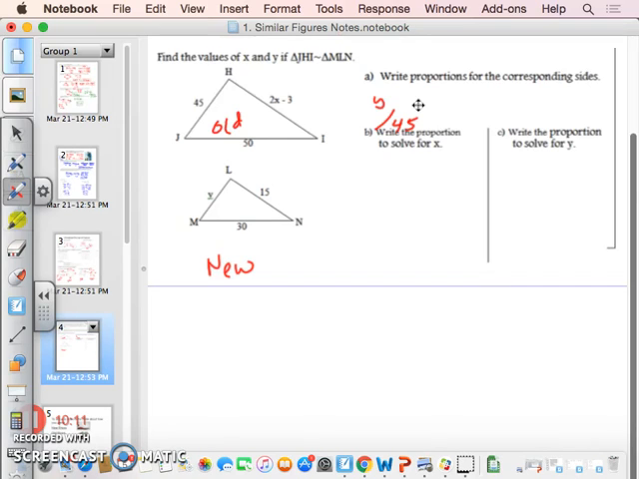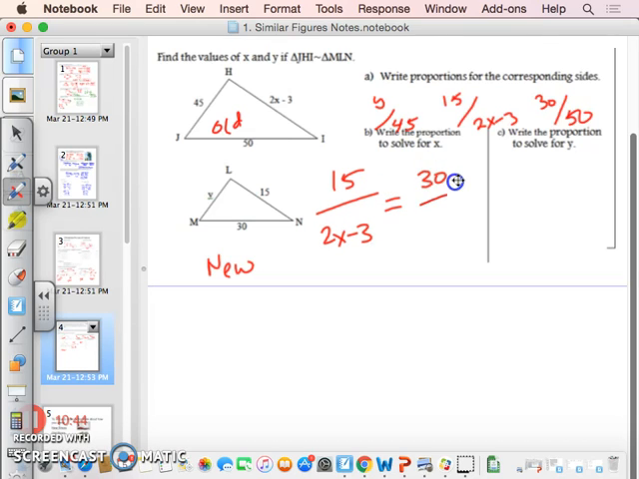And I know that I can put 15 over 2x minus 3. And lastly, I know that I can put 30 over 50, because those are my corresponding sides. And so these should all equal each other. And so if I wanted to write the proportion to solve for x, here I would use these two. I would use 15 over 2x minus 3 and set that equal to 30 over 50.